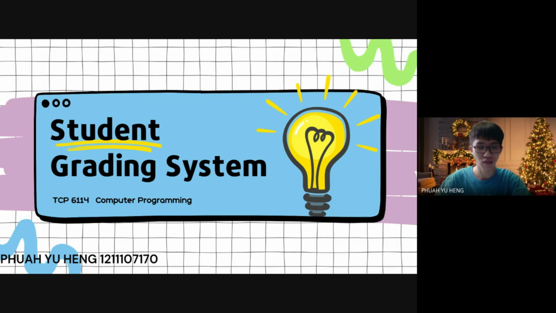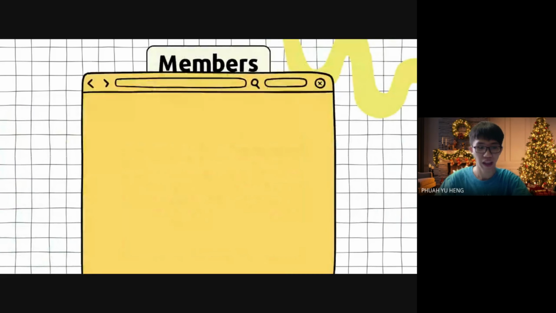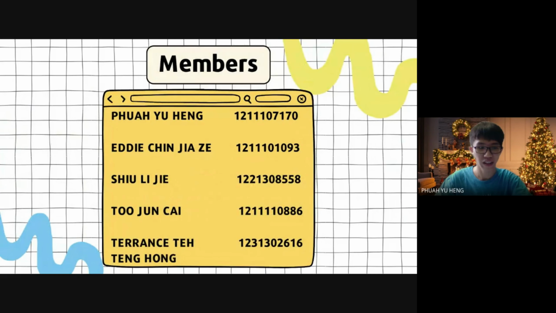Next, I'd like to introduce myself. I am the team leader and my name is Pai Heng. These are my group members, Eddie, Lijie, Junchai and Terence.